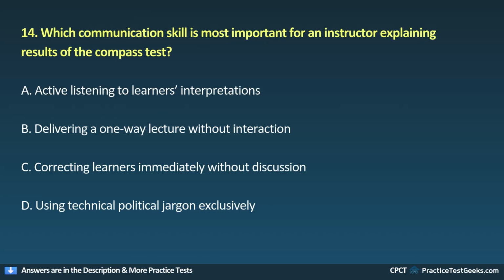14. Which communication skill is most important for an instructor explaining results of the Compass test? A. Active listening to learners' interpretations. B. Delivering a one-way lecture without interaction. C. Correcting learners immediately without discussion. D. Using technical political jargon exclusively.